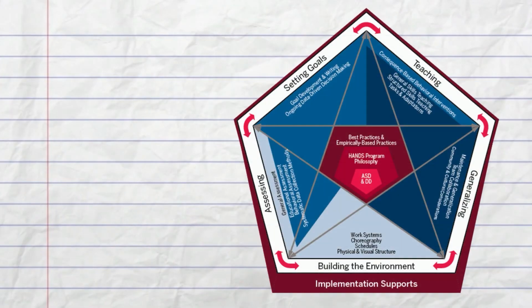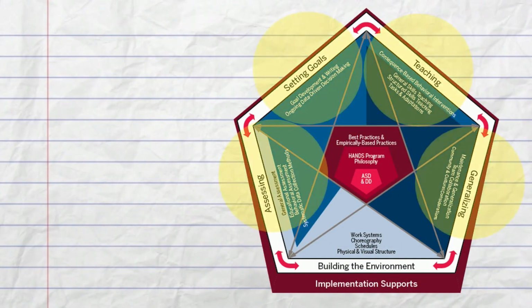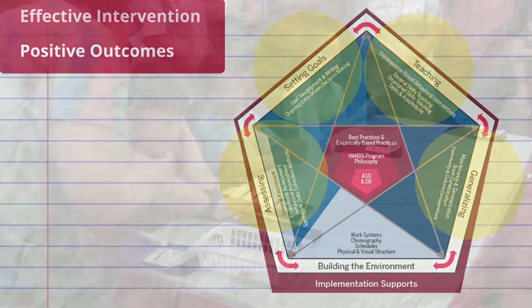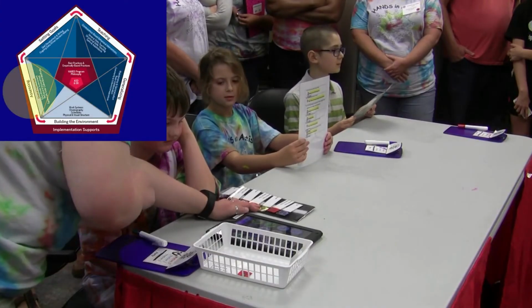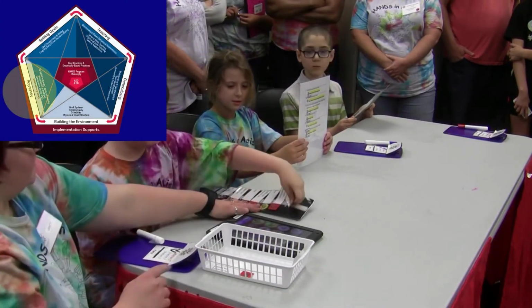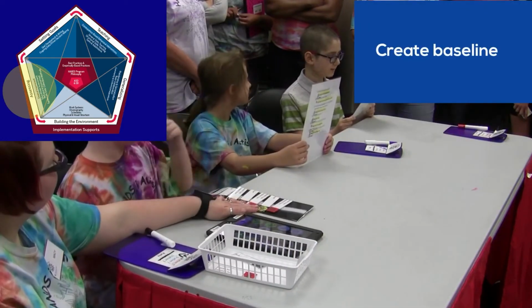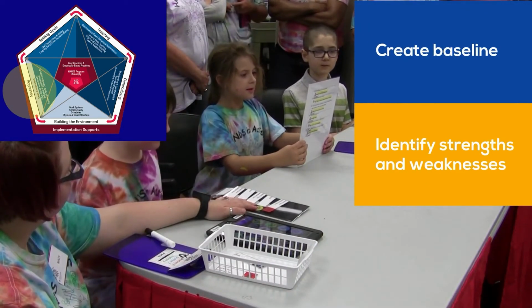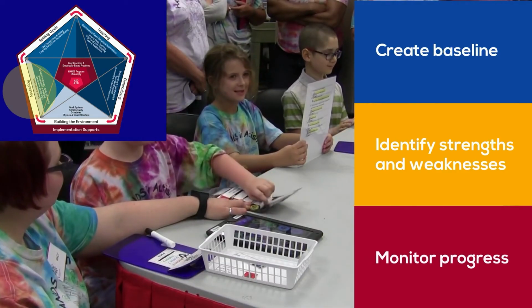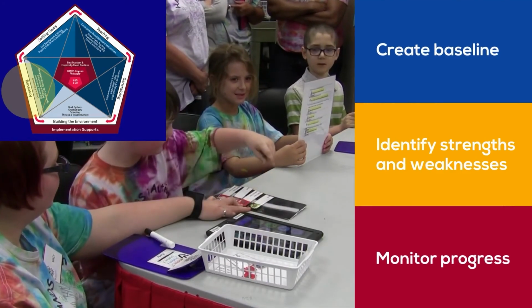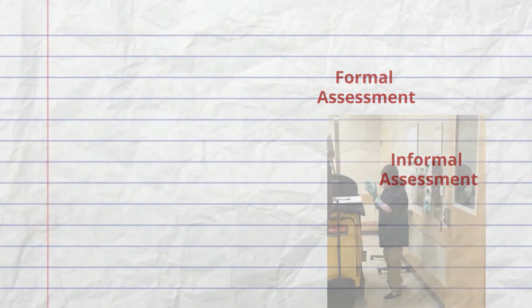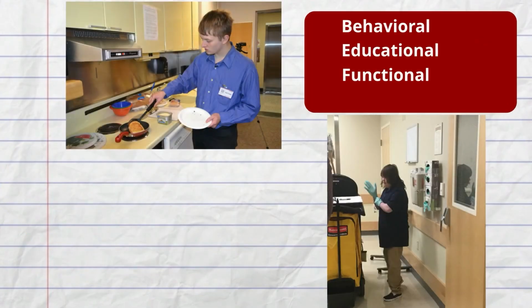The remaining house units, represented by the walls and roof, further support effective intervention implementation and positive outcomes for individuals with ASD and related disabilities. The assessing unit explains that to individualize learning, it is paramount to assess how individuals perform naturally, before intervention begins, to identify strengths to build upon, and determine the areas that need support, as well as to monitor progress and any changes needed, as the intervention progresses. This unit covers both formal and informal assessment, as well as assessments for behavioral, educational, functional, and vocational programming.